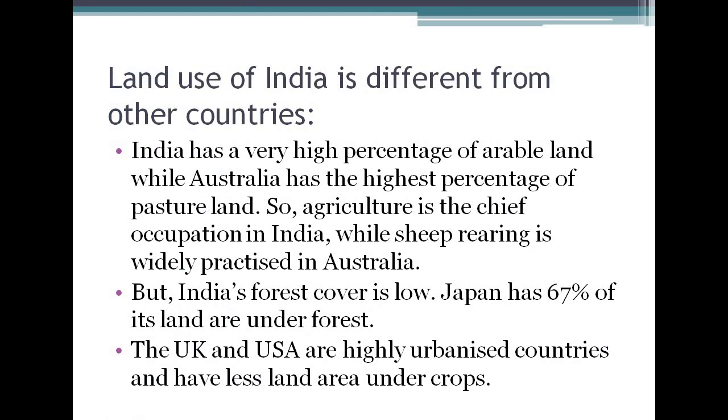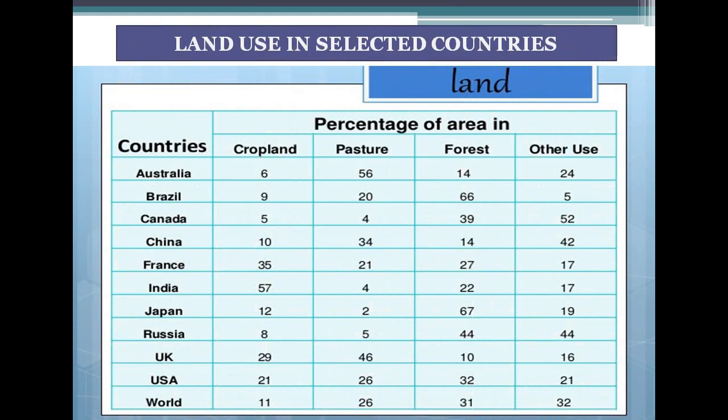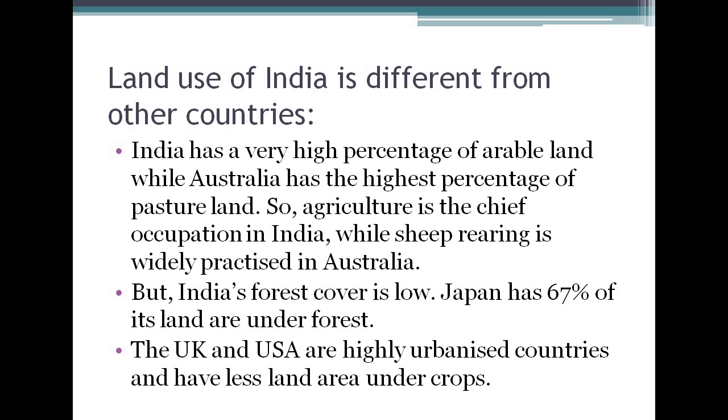Japan has 67% of its land under forest. Now with the help of the table, you can see the comparison between the percentage of forest in Japan and in India. In Japan we have 67%, and in India it is 22%. So Japan has a higher percentage of land area covered by forest, and India has only 22% of its area under forest.